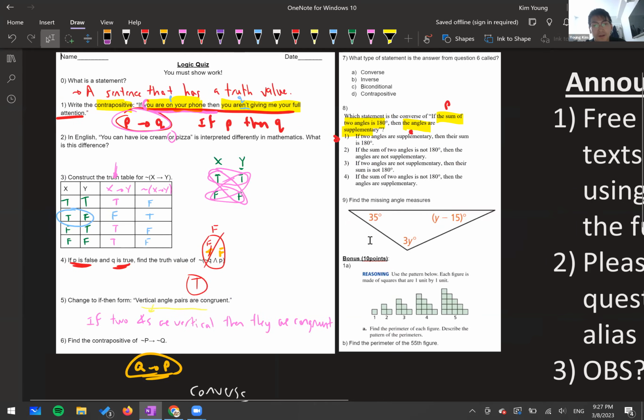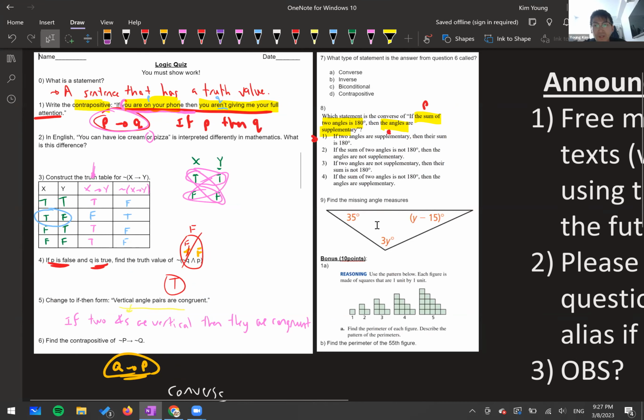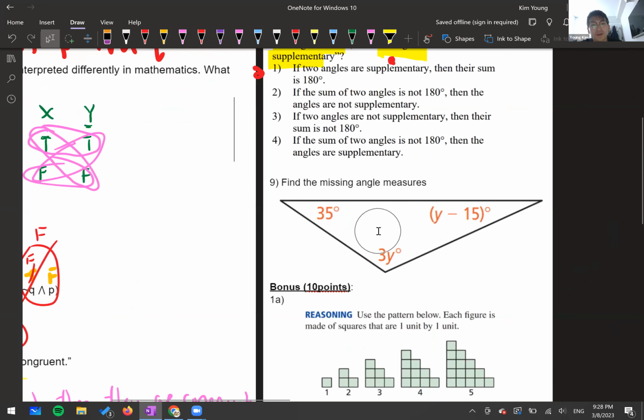Number 9. Find the missing angle measures. Like I said, a lot of math topics appear everywhere. This kind of question is like algebra. You have to make use of a theorem or a math fact. The math fact is that in any triangle, the interior angles add up to 180. So here they gave you 3 interior angles. One of them is definitely known. This 35 is a constant, but these ones are in terms of y. So you're going to have to use some algebra.